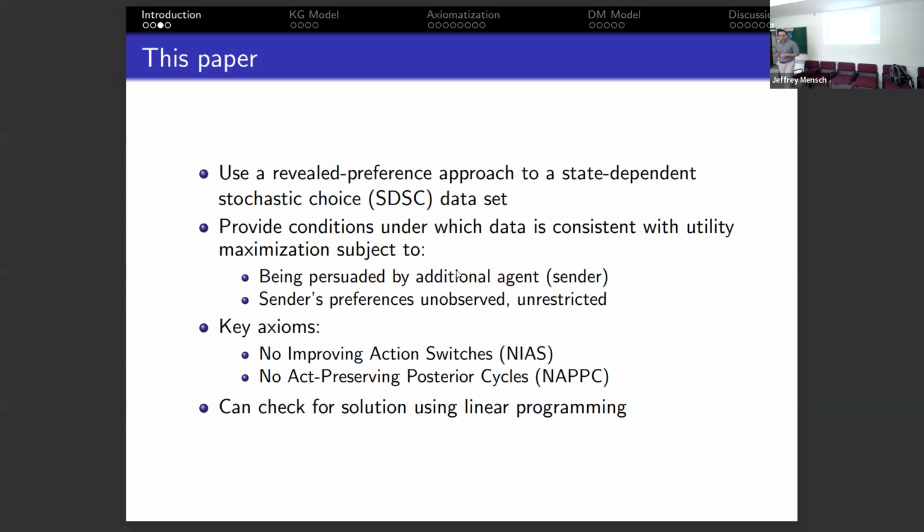Why do you call it NIAS and not utility maximizing? This is the name that was given in the literature, but it's basically an imputed.